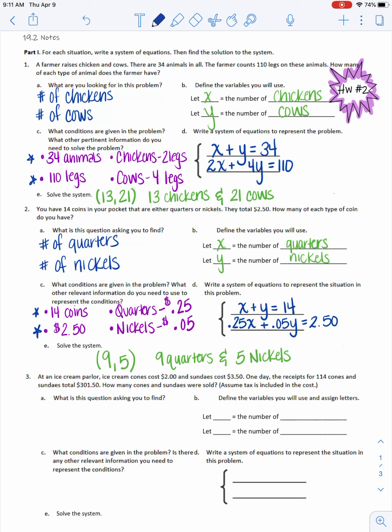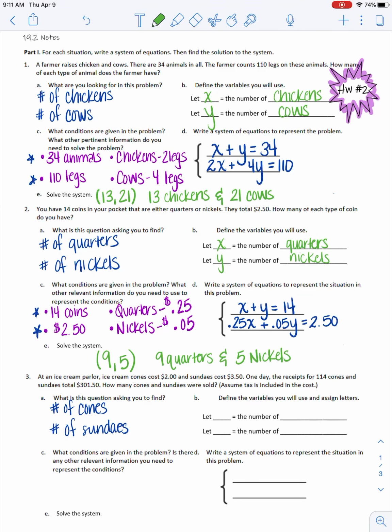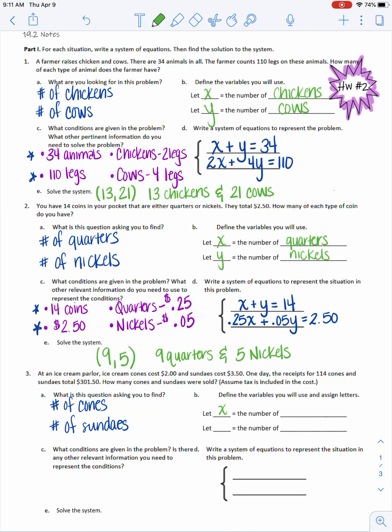So what are you being asked to find? You are being asked to find the number of cones and the number of sundaes. So those are both of our variables. Let's define our variables. Let x equal the number of cones, and let y equal the number of sundaes.